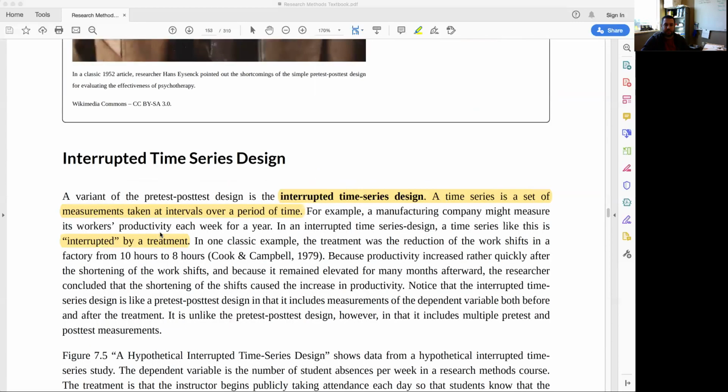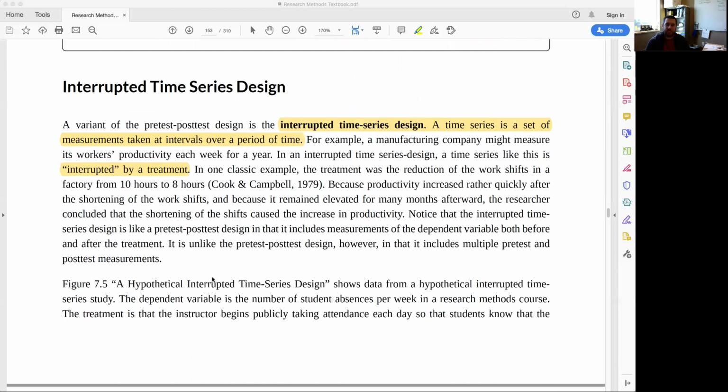And then we have interrupted time series design. So this is a variant of pre-test, post-test. Ultimately, with the pre-test, post-test, there's issues that arise from it. And there's issues with every single design. The interrupted time series tries to fix one of those issues. And with pre-test, post-test, the issue is, even if you're not retaining information, or even if the treatment is not really working that well, just time has happened, right?